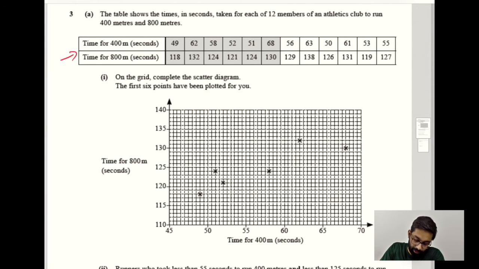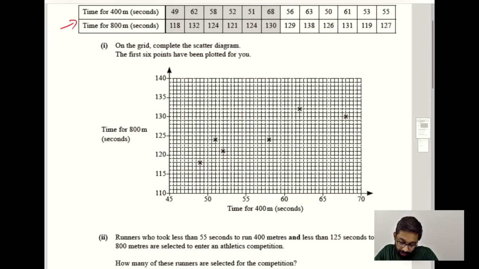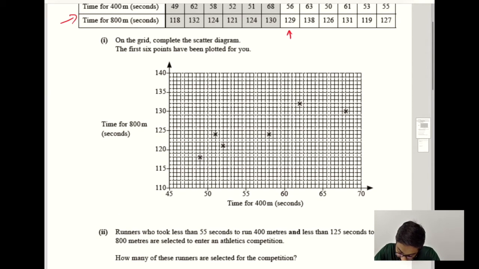Then they've given us a table. On the grid, complete the scatter diagram. The first 6 points have been plotted for you. Let's start with the 7th point, this one. 56 and 129. 56 is going to be here and 129 is going to be here. So if I go up at this point, I would be plotting a point right there.